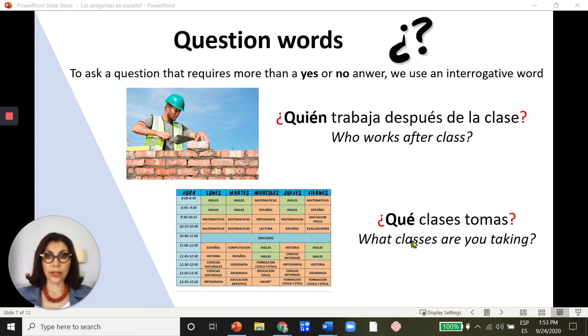Next question word. ¿Qué? ¿Qué clases tomas? Again, we need the two question marks, right? ¿Qué clases tomas? Yo tomo clase de español y de filosofía. That is a possible answer.